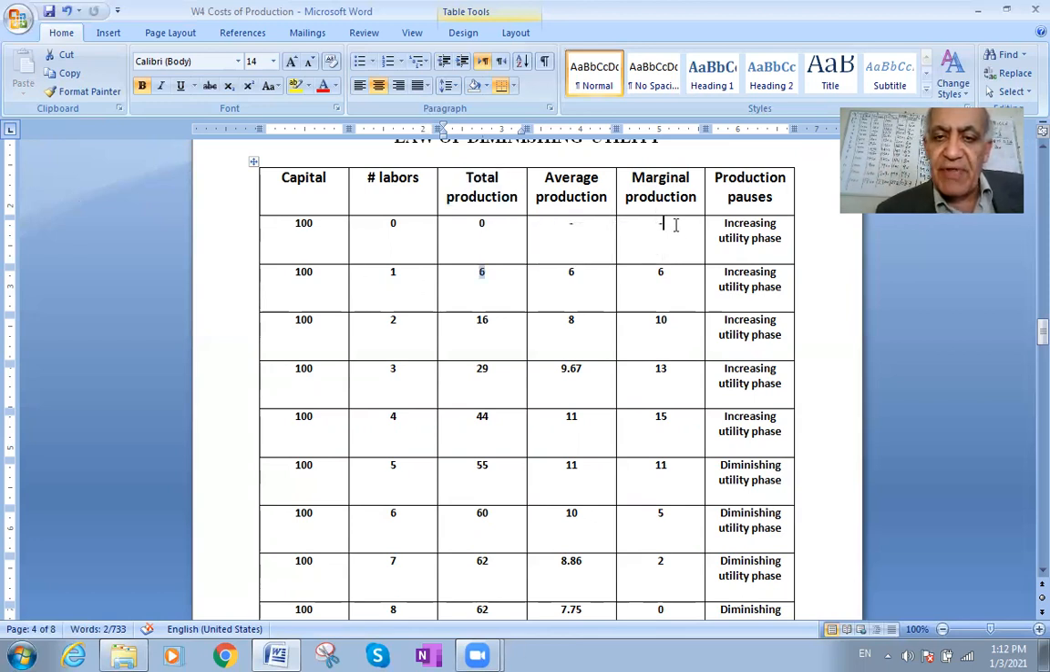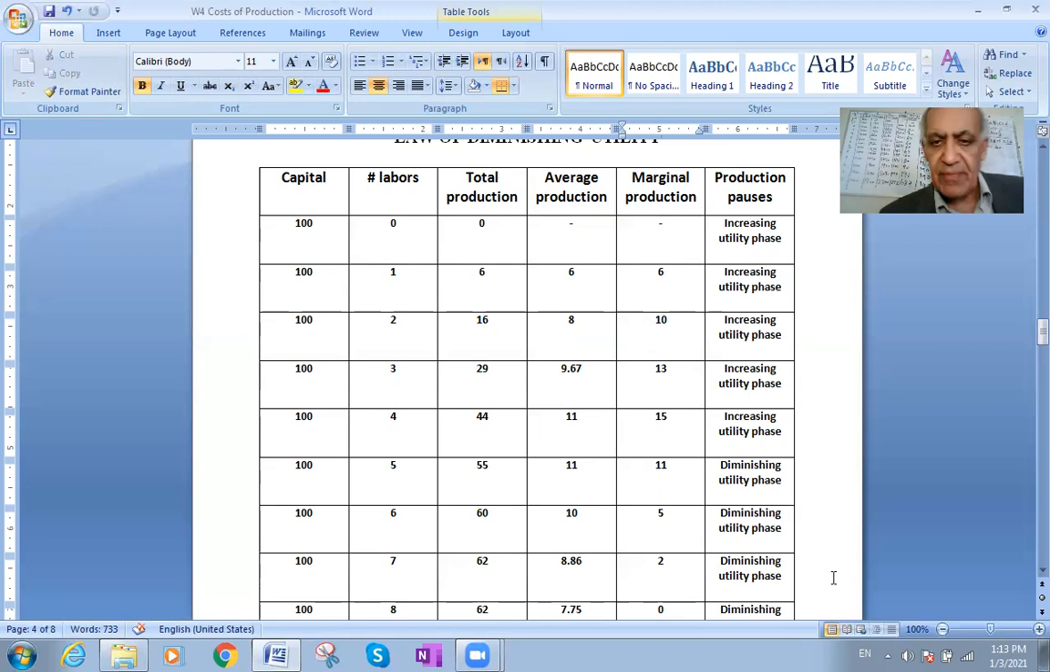So for the first one, I don't have the preceding one, so this is not a problem. I will just put a hyphen here. How about this? Where does 6 come from? It's 6 minus 0, it will give me 6. Let's go for the rest, till the end. 16 minus 6 will give me 10.